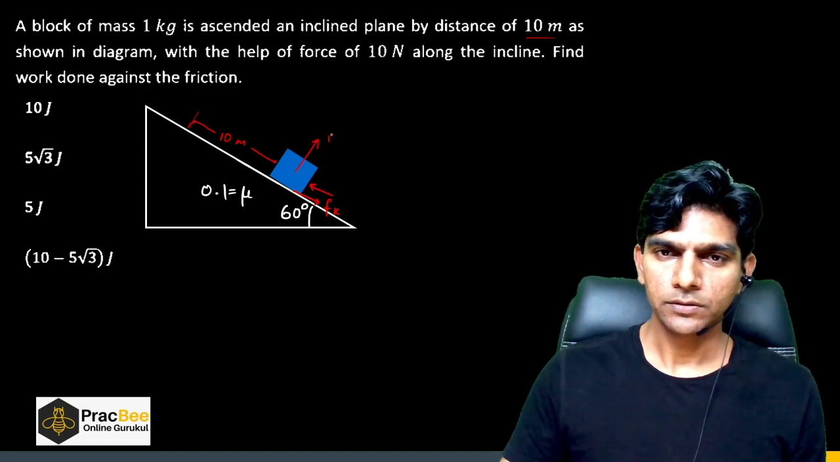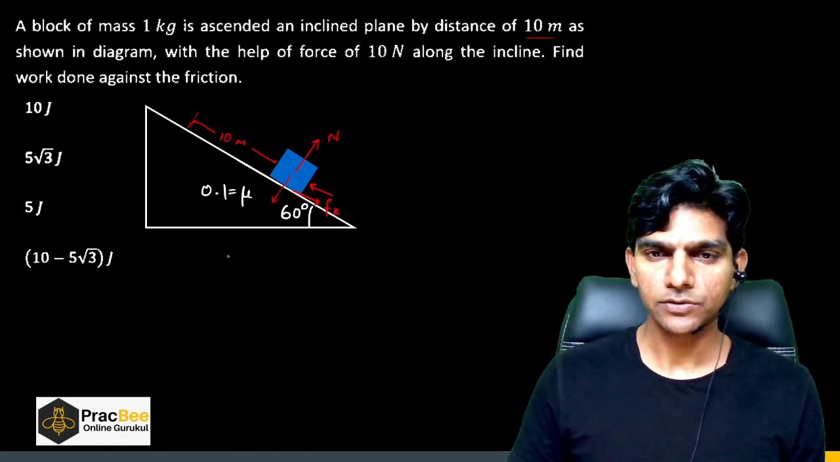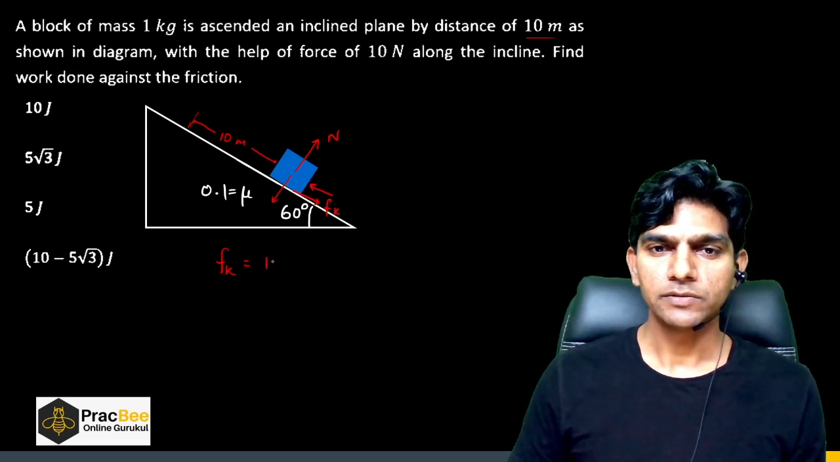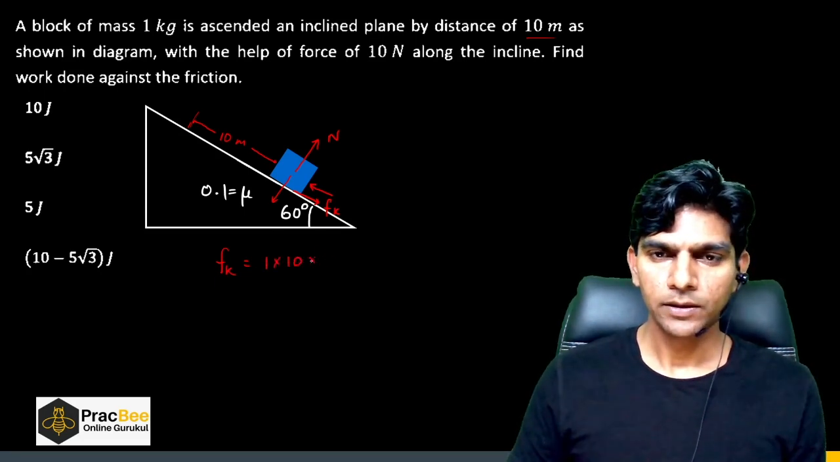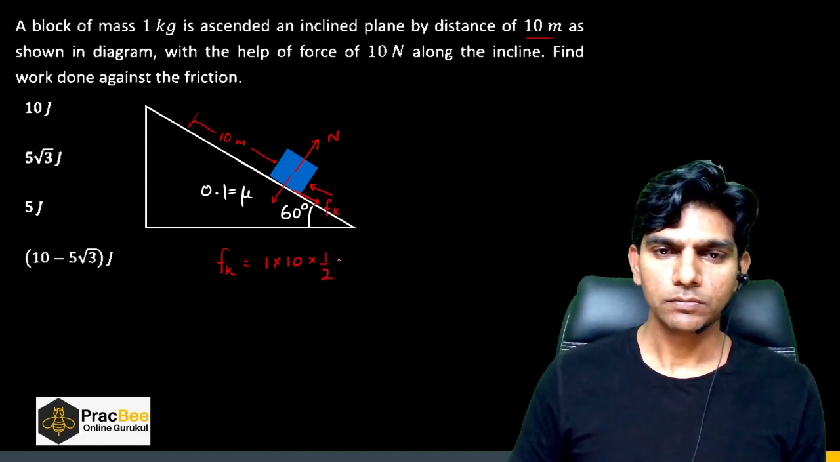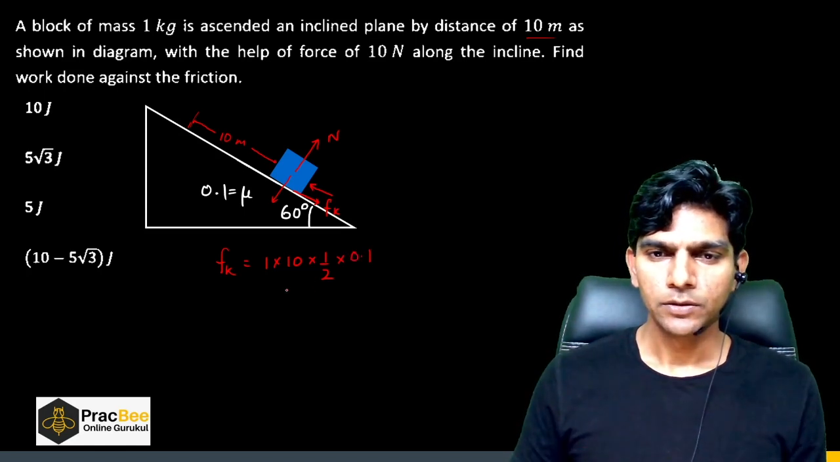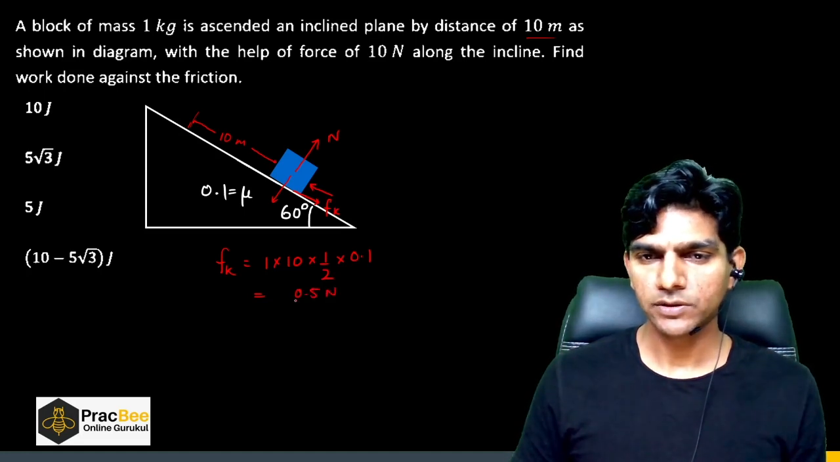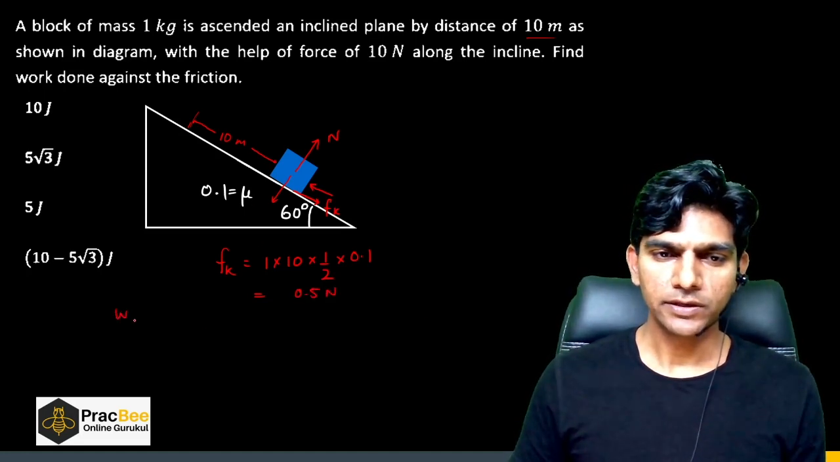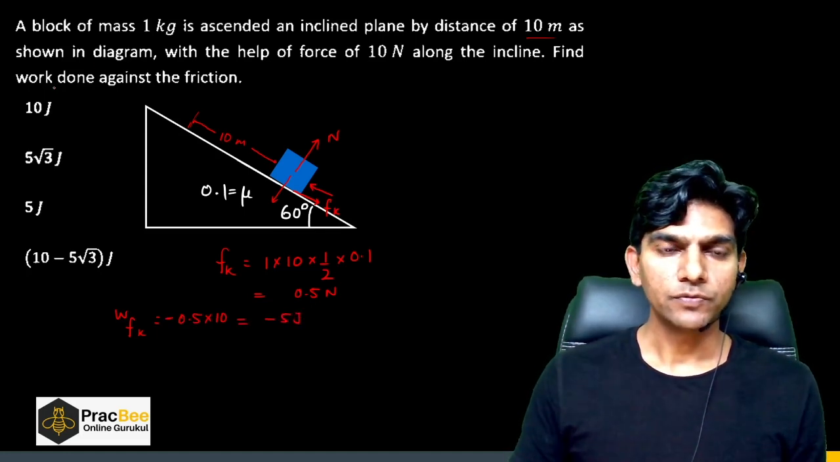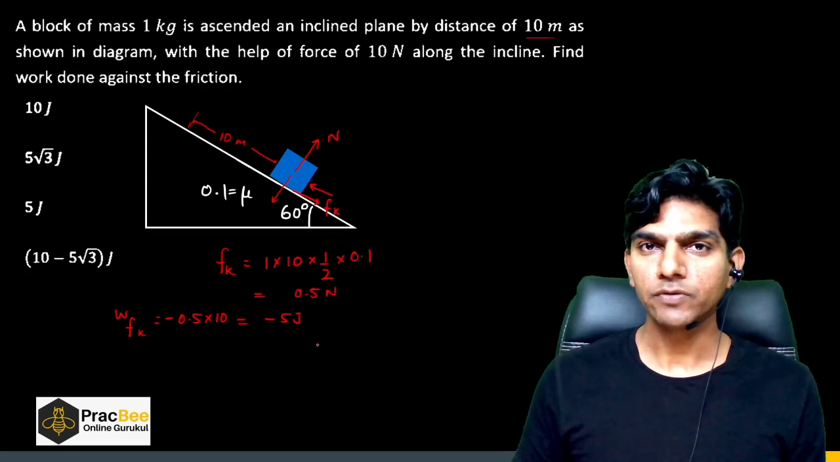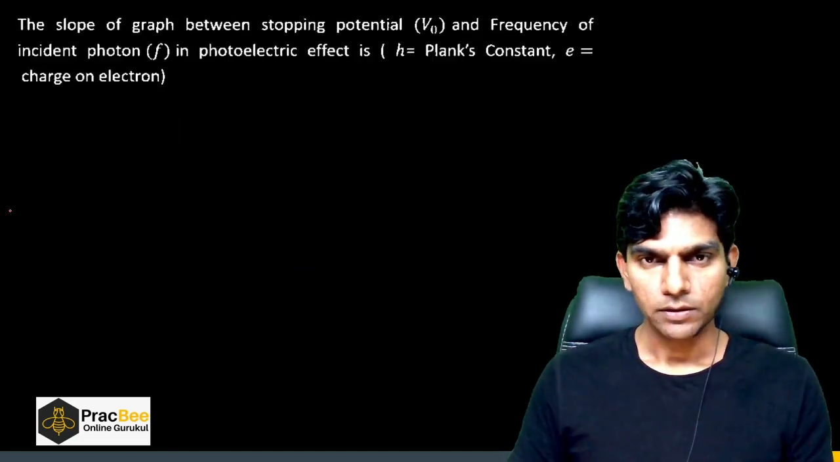The normal reaction will be given by mg cos theta. So we can say Fk will be, m is 1, g I'm taking as 10, cos 60 will be 1 by 2, times the coefficient of kinetic friction, that will be 0.1. So this comes out to be 0.5 Newton, the frictional force. The work done by the frictional force will be 0.5 times the displacement, and it should be negative, so minus 5 joules. But we have to find the work done against the friction, that will be the negative of this value. So the answer will be 5 joules. Right, now let us see the next question.